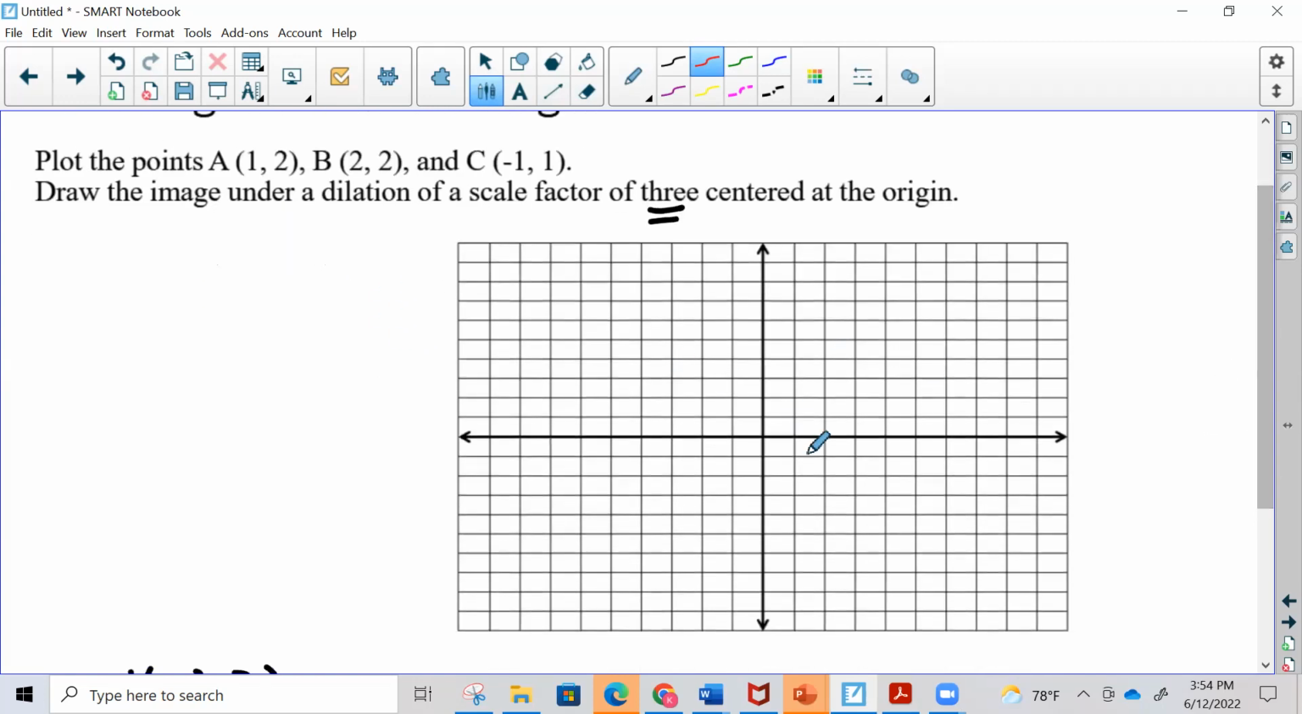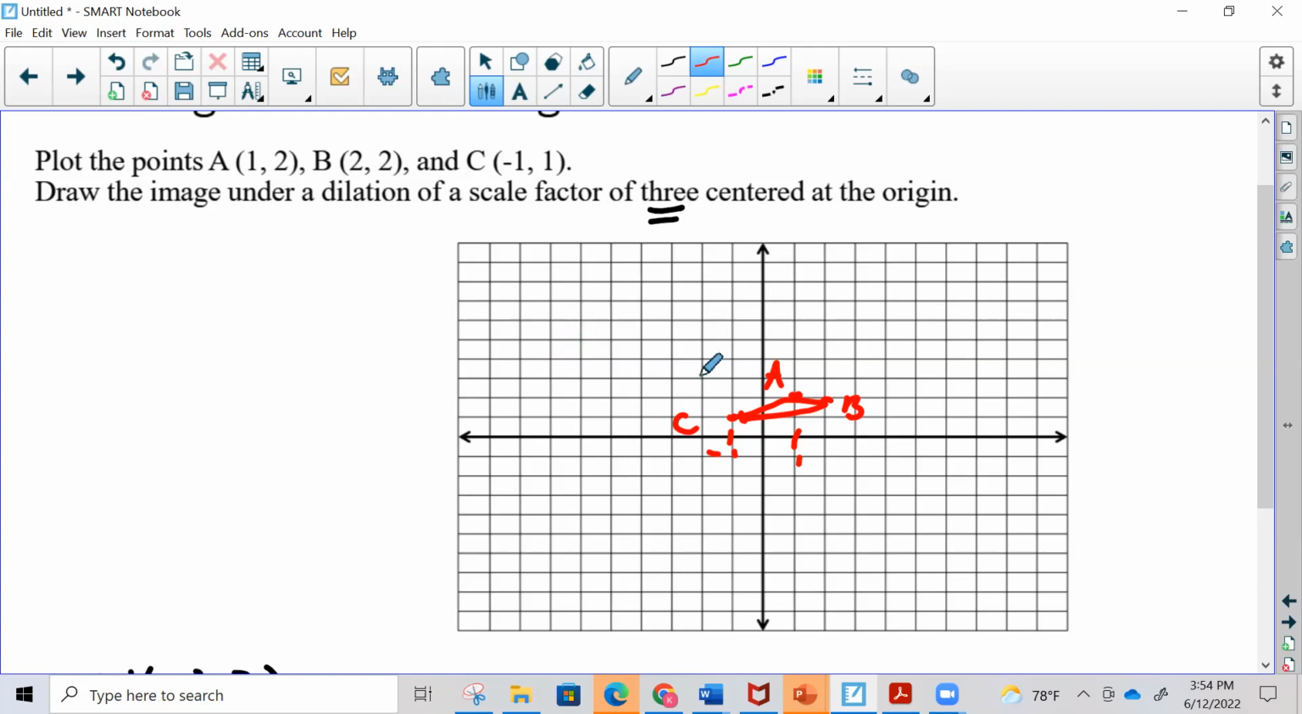A is 1, 2, so I'm going to plot them. I'm just going to make each of these go by 1. So my scale is 1 on all of these. So 1, 2 is A. B is 2, 2. And then C is negative 1, 1. Okay, and so I get this triangle as my pre-image, and I'm going to dilate it by a center of 3.